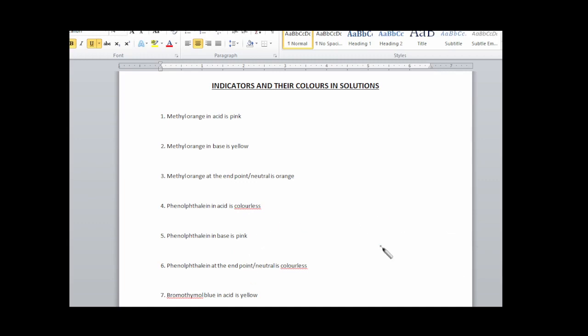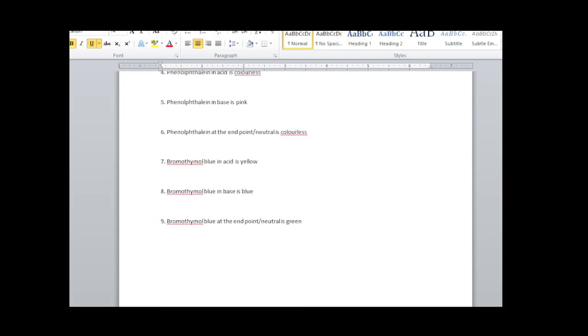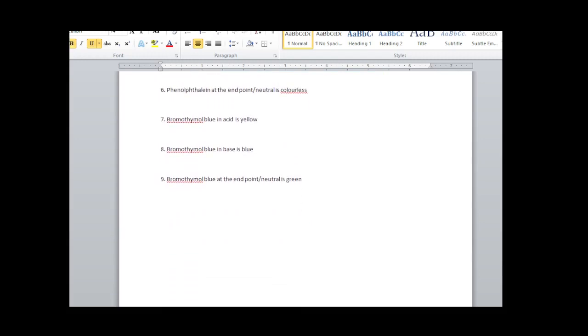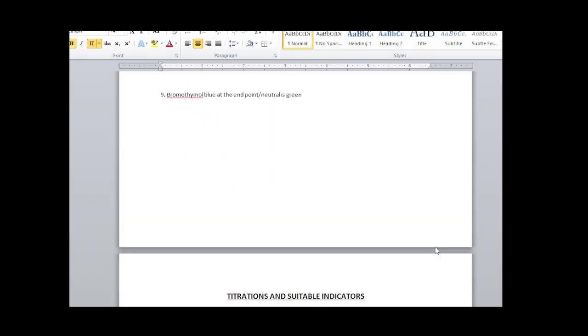And then we have the third one there, which happens to be the bromothymol blue, which I have listed here. So for bromothymol blue, in acid it gives a yellow color. In base, it gives a blue color. And then in neutral or at end point of the reaction, it gives a green color. So these are some properties of indicators that you probably can come across.